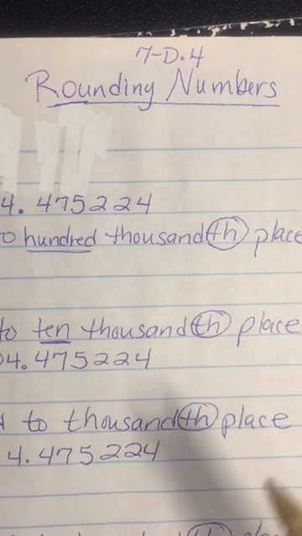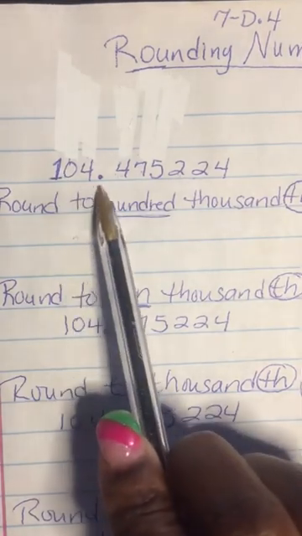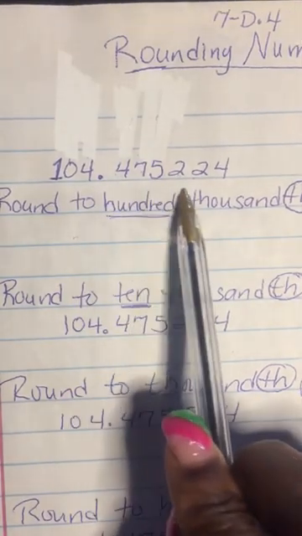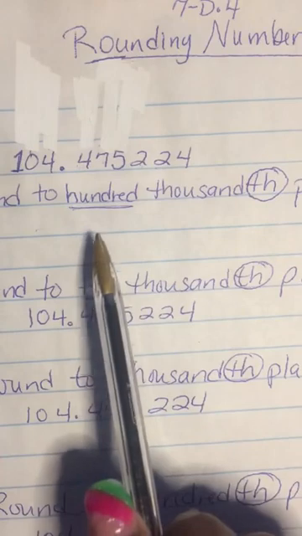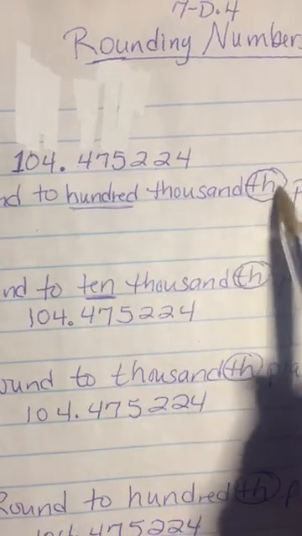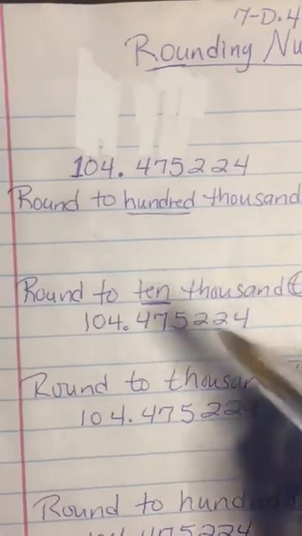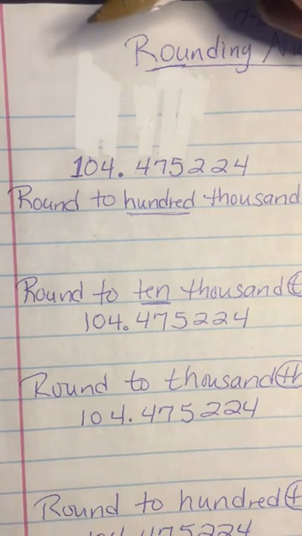This is IXL lesson 7-D.4 and we're going to use the number 104.475224. First we're going to round to the 100,000th place, and pay attention that it has a TH, which means that it's behind the decimal. We're going to go ahead and label the place values first.